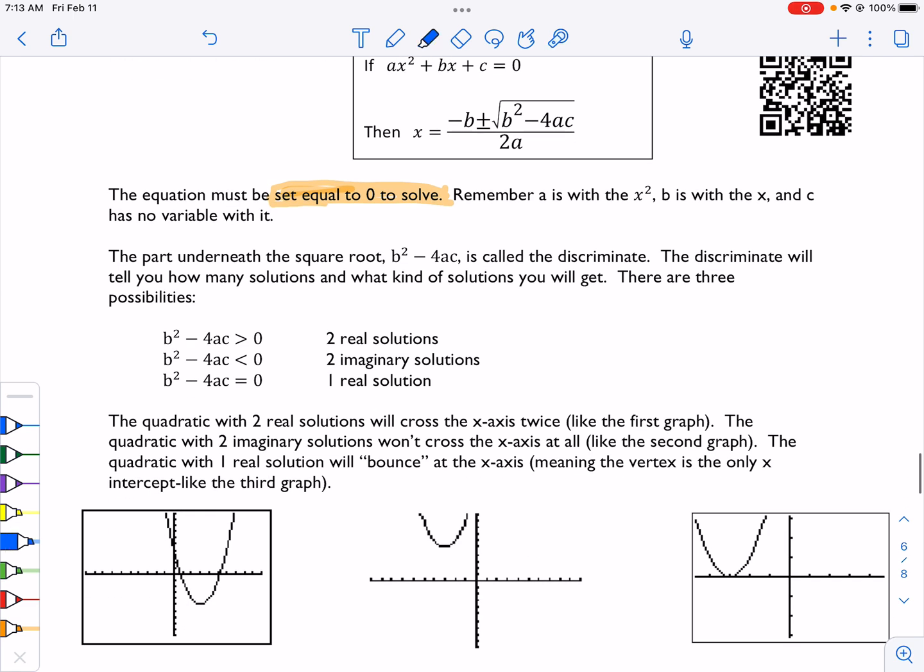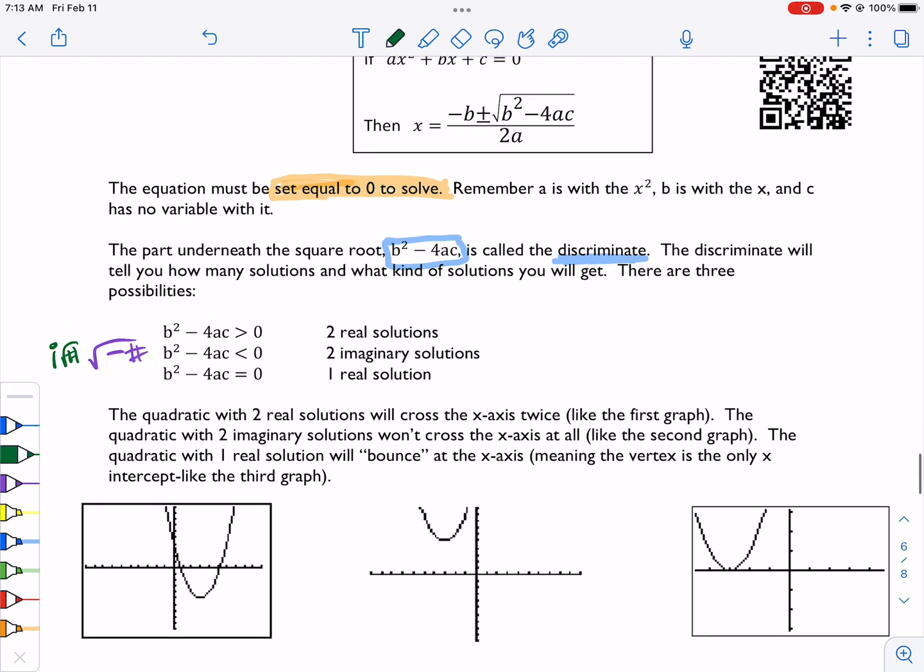Now we have this thing that's underneath the root, the b squared minus 4ac. We call that thing the discriminant. The thing that's nice about the discriminant is it tells us what kinds of answers we're going to have and how many of them. So if we get the thing underneath the root is greater than 0, that means there's 2 real solutions. If we get that it's less than 0, that means that there's 2 imaginary solutions, because that means we have the square root of some negative number. And remember, the square root of a negative number really turns into our i. So that's how we know that we get 2 imaginary solutions.